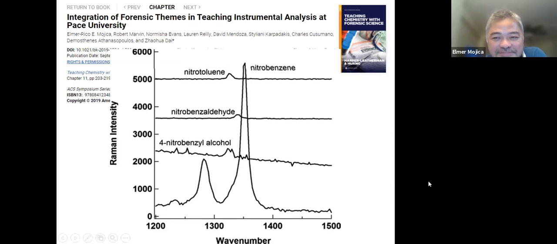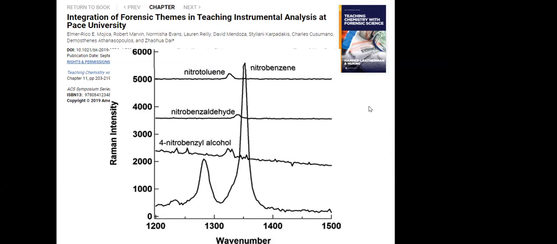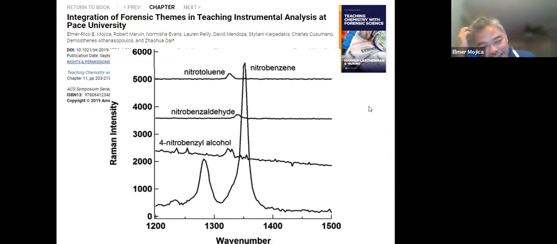Anyone? Bakit nitro yung ginamit namin? Nitro is what we call a sensitive functional group. But why do you think nitro? Active ingredients usually ang nitro ng ano? Explosives. Explosive. Okay? So parang ang ginagawa namin is we're training them to detect explosives.